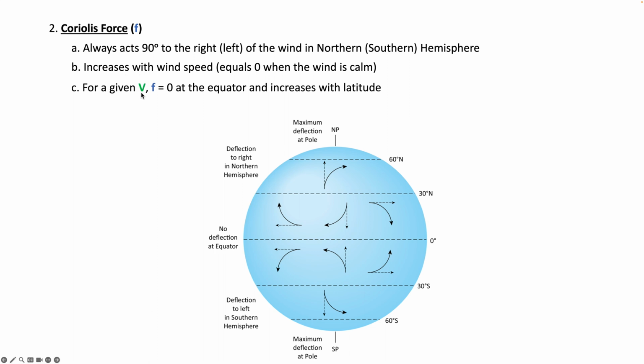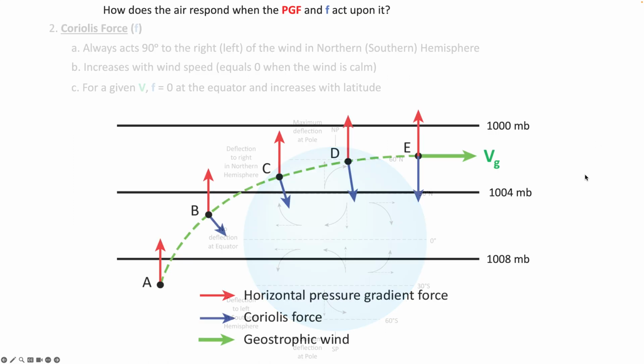And then for a given wind speed, the Coriolis force will be 0 at the equator, and its magnitude will increase with latitude. We're not really going to look at this third one at all in our class. I'm just putting it down there for completeness.